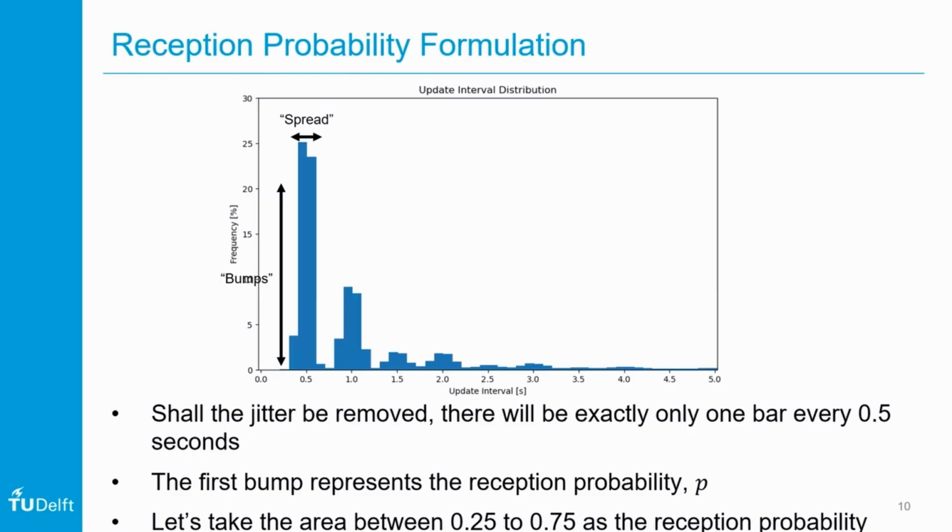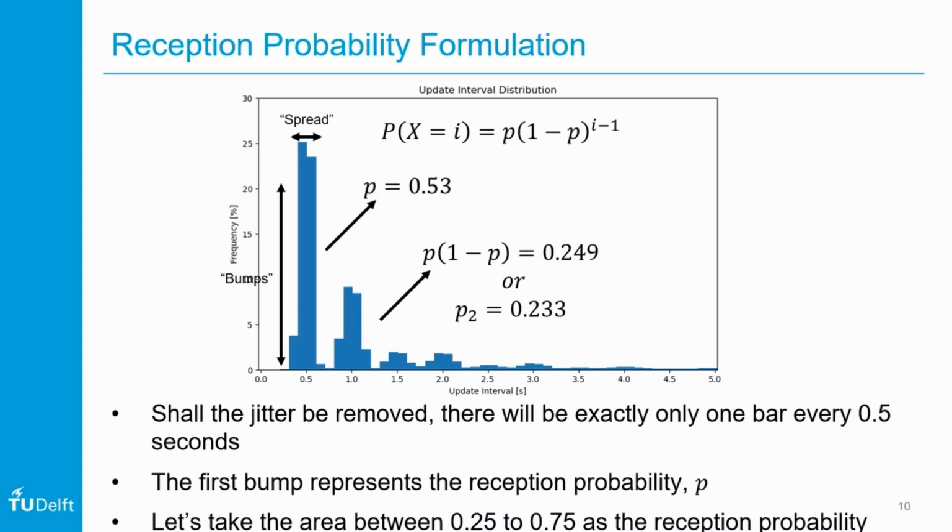Then the first bump represents the reception probability. And we can do the same by taking the area between 0.25 to 0.75 seconds. So we have the same time window there. If you remember this equation, the first bump is the P, because the I is 1, so the power becomes 0. Then the first bump is 0.53. Then if you multiply with 1 minus P, we get 0.249. And that's if you calculate the reception from the first bump.